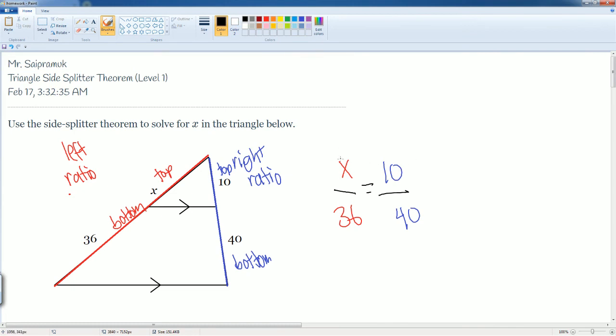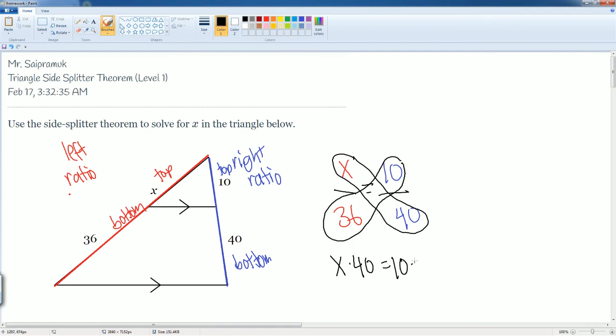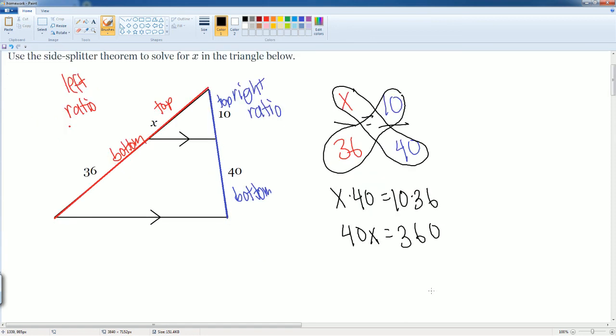Now we can solve by cross multiplying. So x times 40 is equal to 10 times 36. So 40 times x gets you 40x. 10 times 36 is 360. Divide by 40 to both sides. You get x is equal to 360 divided by 40. Gets you x is equal to 9. So this here should be a 9.